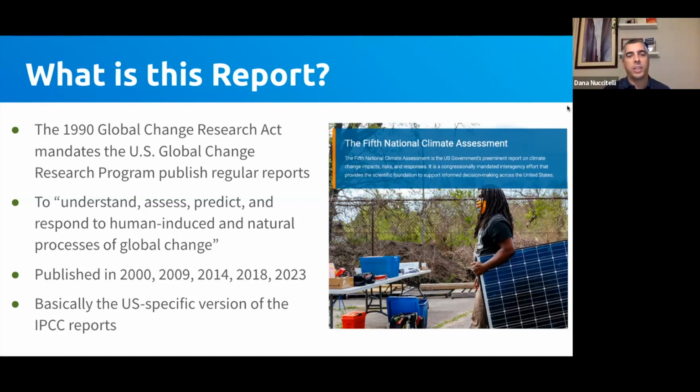So they were published, the first version in 2000, and then the second in 2009, and 2014, 2018, and 2023. Between 2000 and 2009, they had published some smaller reports as well. So this was the fifth one in 2023, and it's basically the US specific version of the IPCC reports, meaning that it is our top climate scientists summarizing the latest and greatest climate science research, but specifically about what's happening in the United States. So it's a pretty cool report. Lots of great information that we're going to talk about tonight.